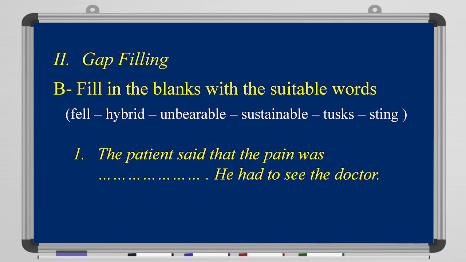So we have fell, we have hybrid, we have unbearable, we have sustainable, we have tusk, and we have sting. Okay, so let's look at number 1. The patient said the pain was blank. He had to see the doctor. So the pain was unbearable. Excellent. Let's look at number 2.